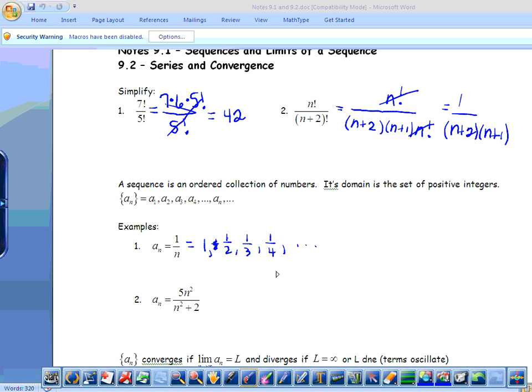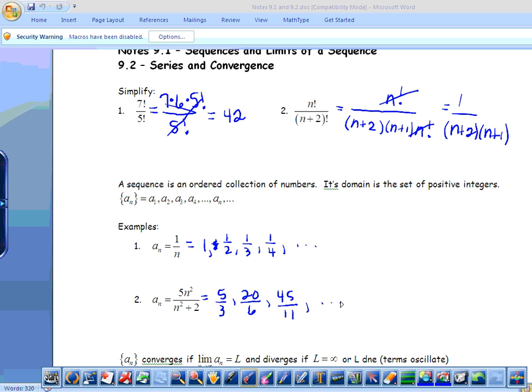Okay, write out the first, say, 3 terms for number 2, starting with n equals 1. If n equals 1, 5/3. 20 over 6. I don't really care about reducing. 45 over 11. Is that right? Okay. Etc.